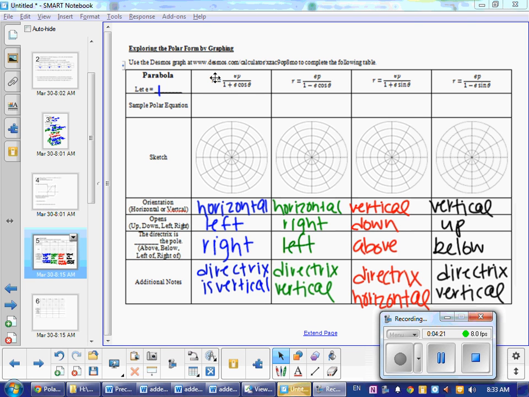So notice that when it's plus cosine, it opens left, not right. When it's plus sine, it opens down, not up. So it's opposite. What about where the directrix is? What do you think controls that? What gave us a right or left directrix?